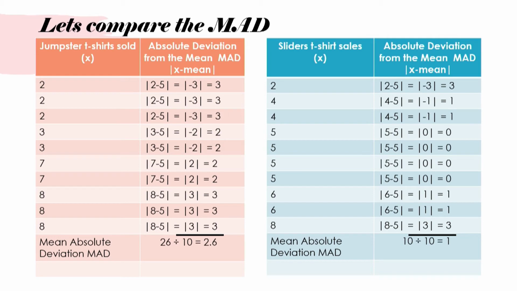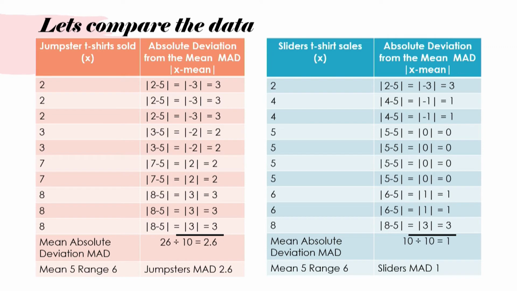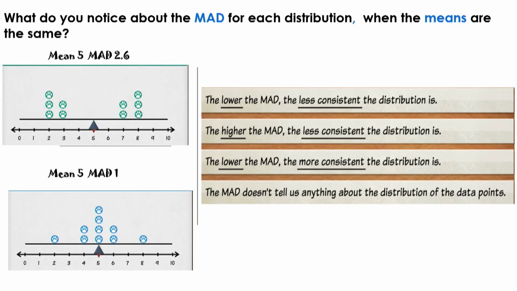Well, how do we use this data to declare a winner? Now remember, they both have the same mean, which is 5. They both have the same range, which is 6. But the jumpsters have a MAD of 2.6, and the sliders have a MAD of 1. So let's see if we can distribute the data and generalize some information about this.